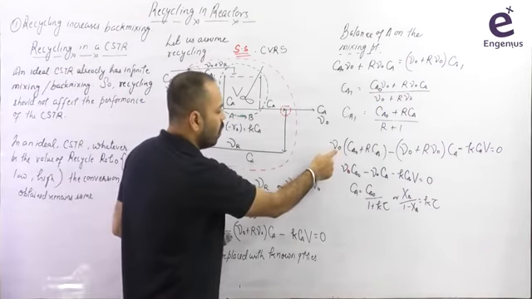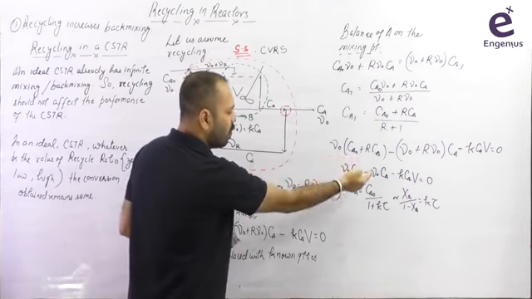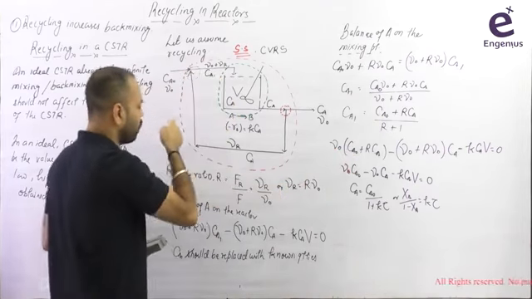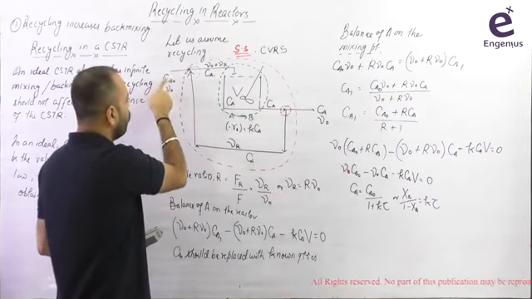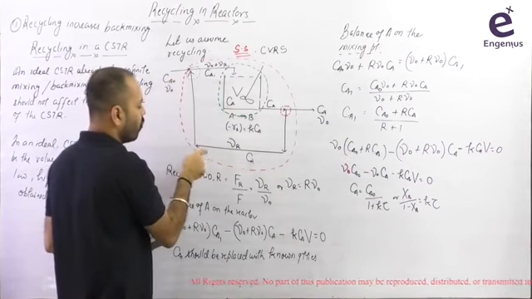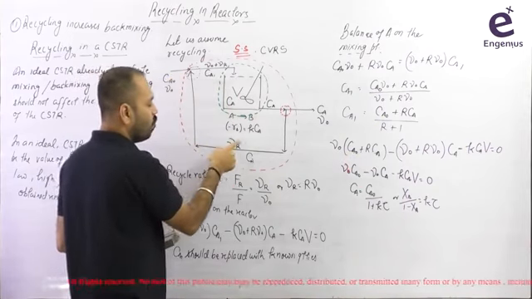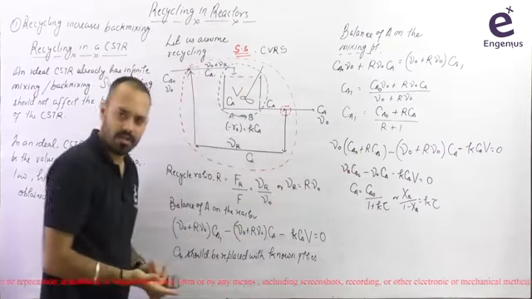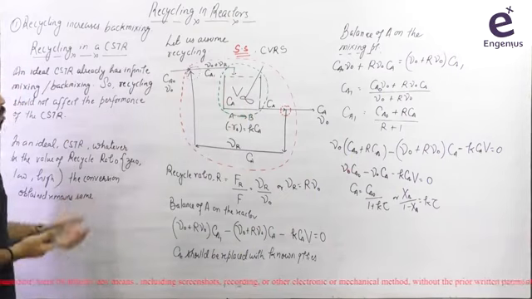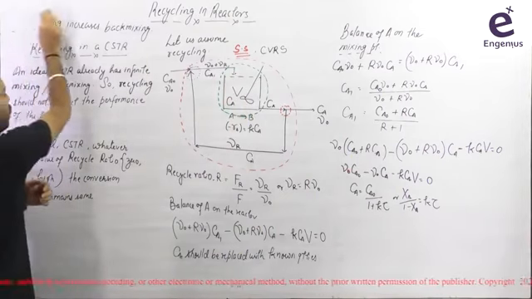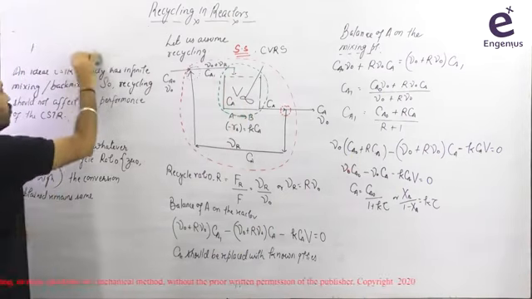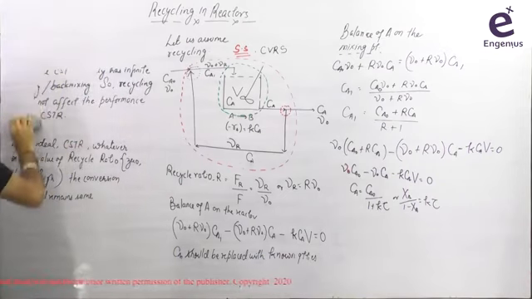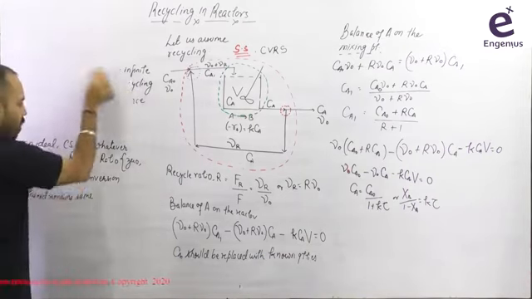This is nothing but nu naught into CA naught plus RCA, right? You can say that nu naught into CA naught is coming from here, and what is coming from here is R nu naught into CA. So nu naught into CA naught plus R nu naught into CA. You can directly write these things also, okay? So, okay, I hope this discussion is clear. Now let us move to the second type of reactor along with recycle, that is PFR with recycle.